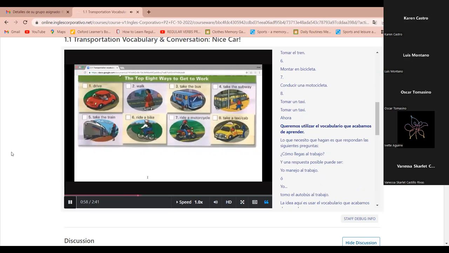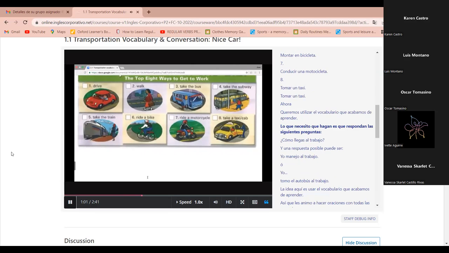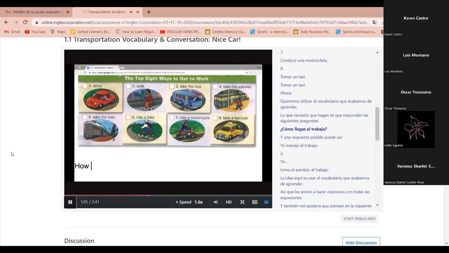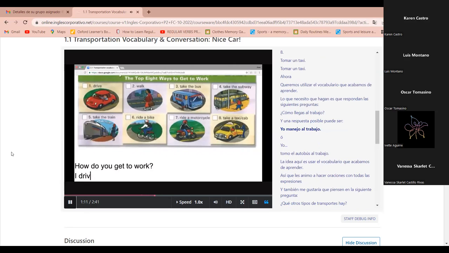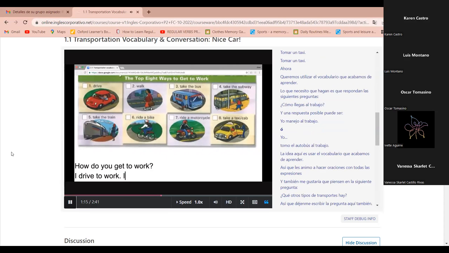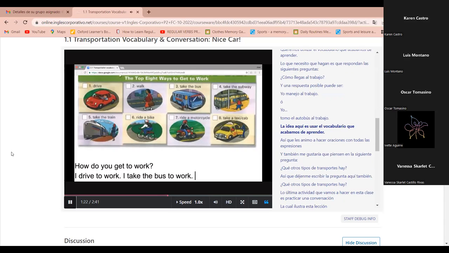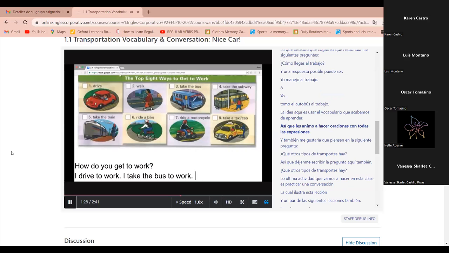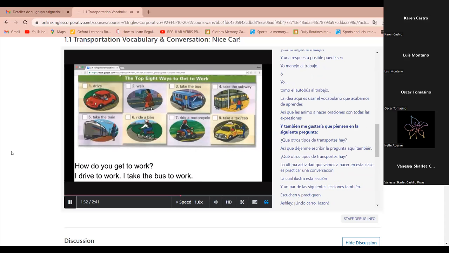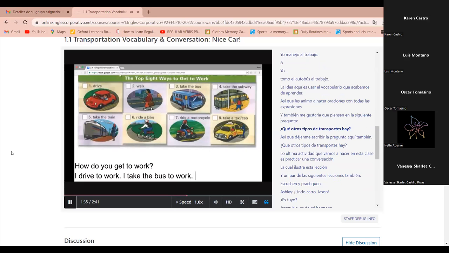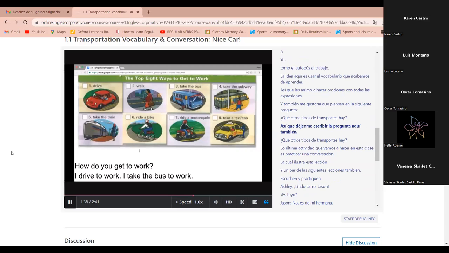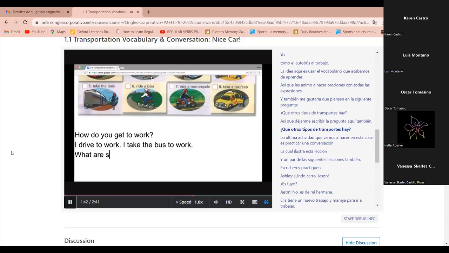Now, we want to use the vocabulary that we just learned. So to do that, I will need for you to answer the following question. How do you get to work? And a possible answer may be, I drive to work, or I take the bus to work. The idea here is to use the vocabulary that we just learned. So I would encourage you to make sentences with all the expressions. And also, I would like for you to think about the next question as well. What are some other kinds of transportation? So let me write that question here as well. What are some other kinds of transportation?